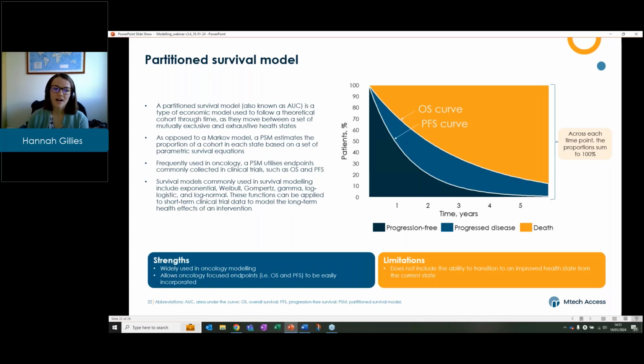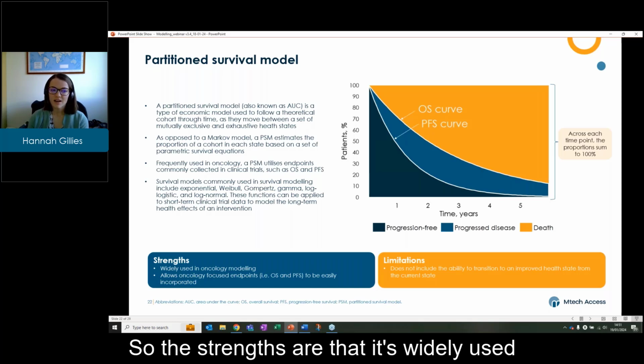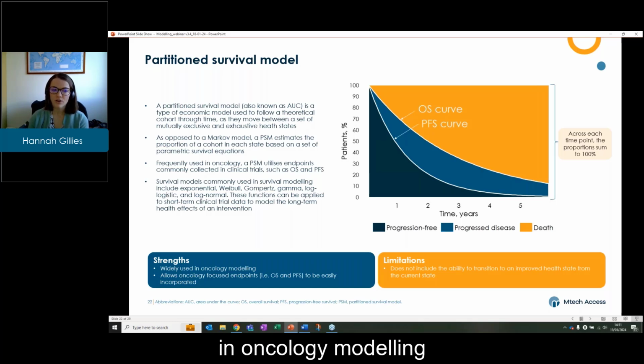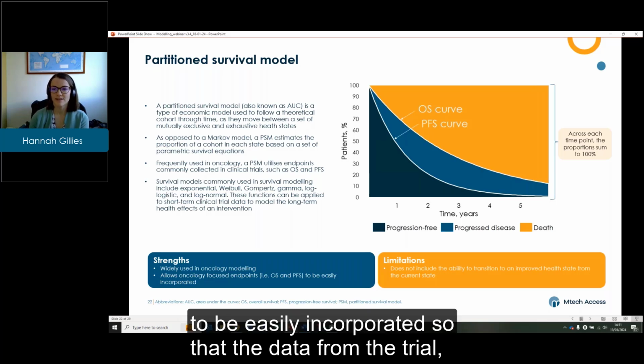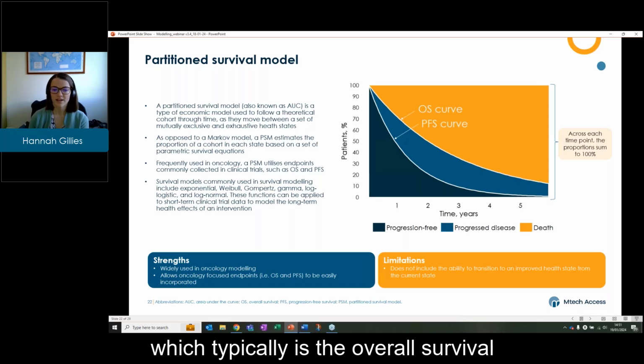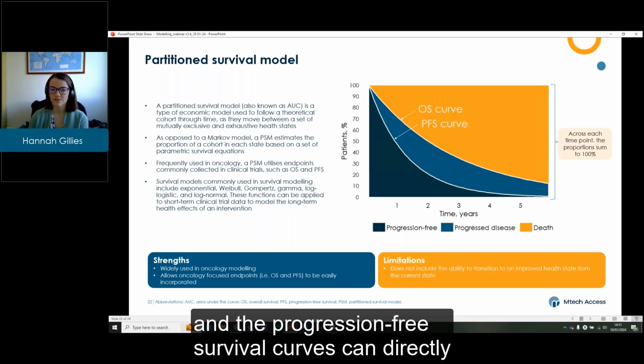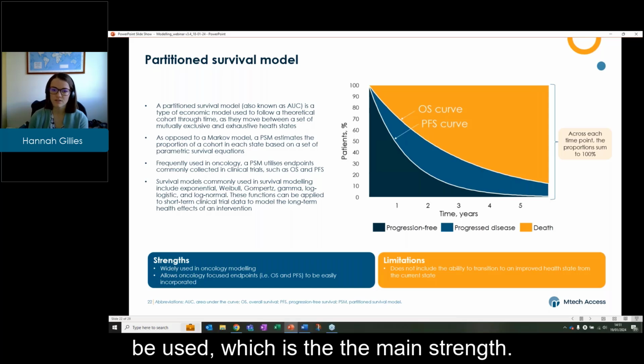The strengths are that it's widely used in oncology modelling and allows the oncology-focused endpoints to be easily incorporated, so that the data from the trial, which typically is the overall survival and the progression-free survival curves, can directly be used, which is the main strength.